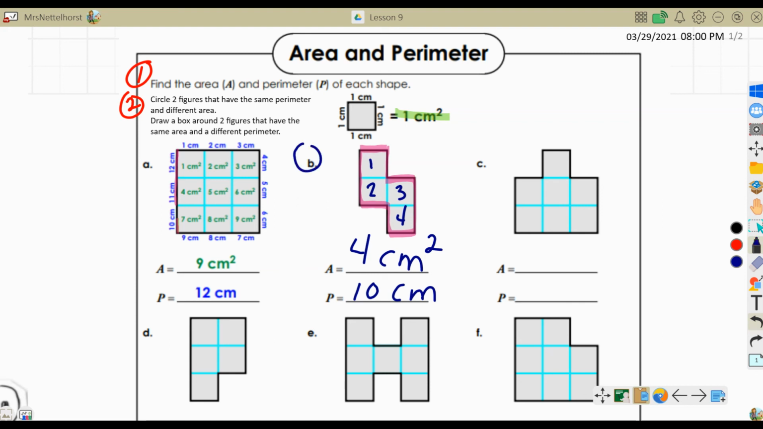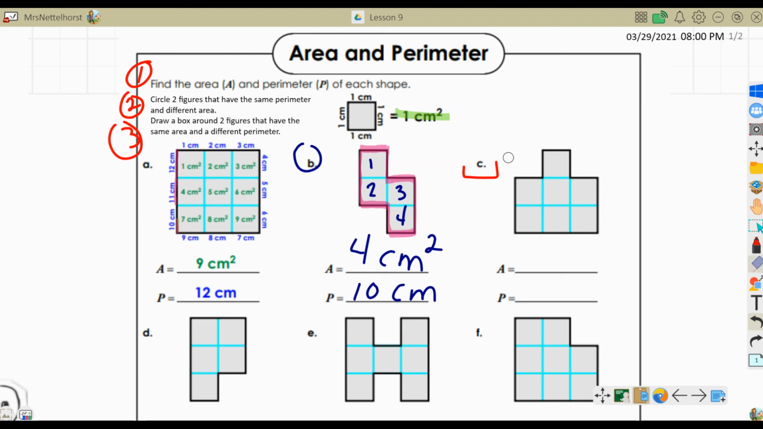If you want to just circle the little letter, that's fine. I don't care. Or you can circle the whole thing. It doesn't matter to me. Whatever works best for you. Then direction 3 says draw a box around 2 figures that have the same area and different perimeter. So you're going to look at your areas, find two figures that have the same area, and draw a box around them. However you want to do the boxes, you can do the box around the letter, or you can do it around the whole thing. That's entirely up to you.